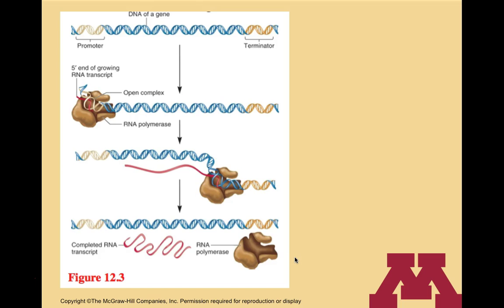So for the eukaryotes, it also has a promoter sequence, and the sequence consists of regulatory elements, the TATA box and the start site. And there's a series of general transcription factors and a mediator that is involved to open that complex.